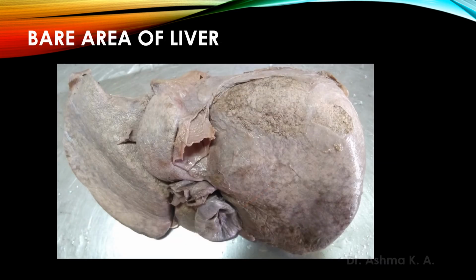The bare area of liver is a triangular area not covered by peritoneum. It is present on the right lobe mainly occupying the posterior surface, and a part of it also extends into the superior surface. It is bound by the superior and the inferior layers of the coronary ligament. The base is formed by the groove for the inferior vena cava, and the apex is directed towards the right, and it is formed by the right triangular ligament. The bare area is a site of portocaval anastomosis.